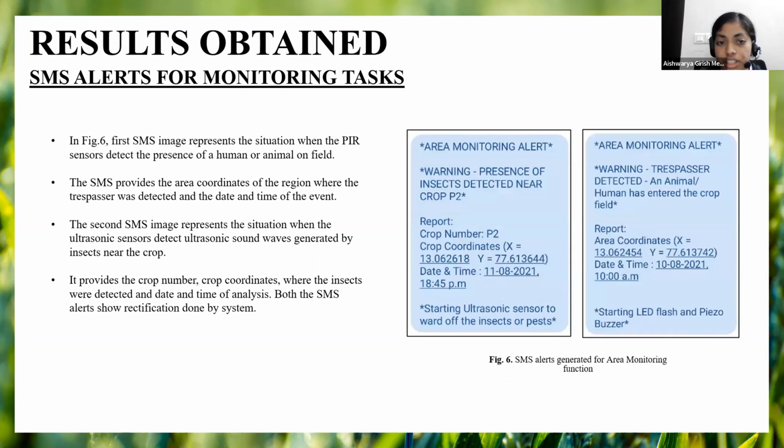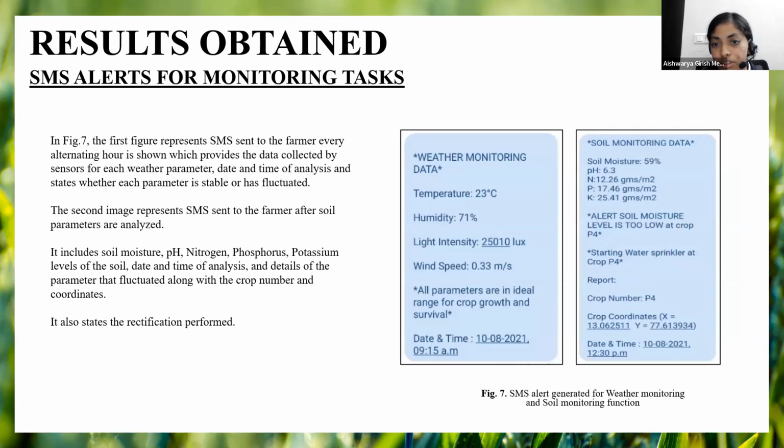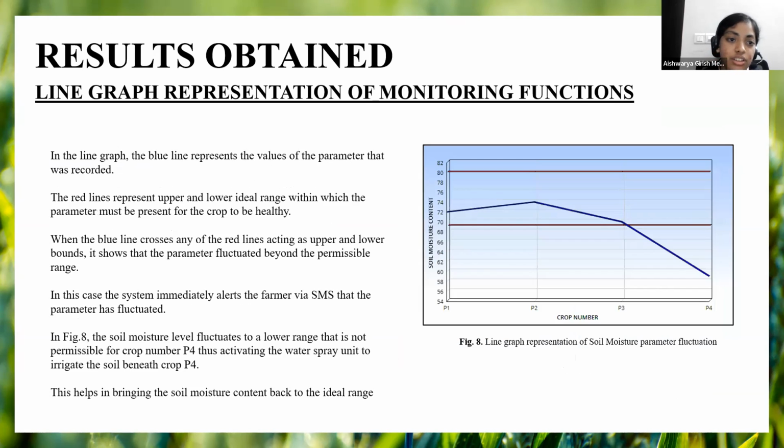And this will be the sample of the SMS alert that was sent to the farmers for each of the monitoring tasks. So over here we have the sample of area monitoring task. It shows the warning that the presence of insects was detected near the crop number P2, and it also provides the coordinates, and the rectification that is done by the system is also stated in the SMS. Similarly, the SMS is sent for weather monitoring data as well as for the soil monitoring task.